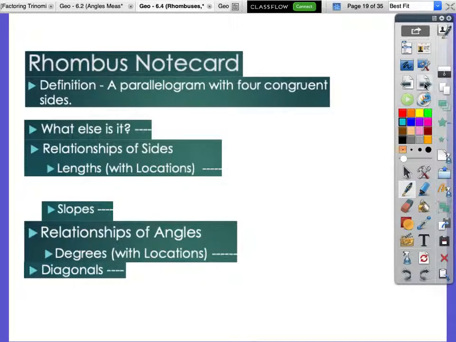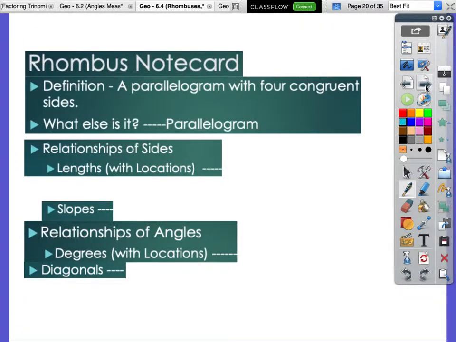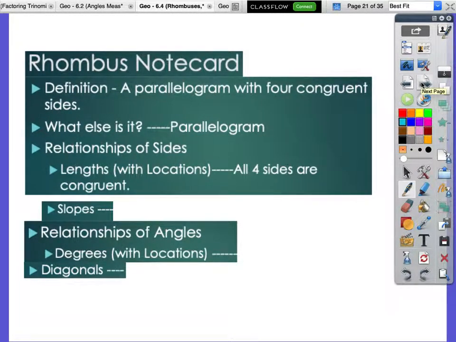So, the parallelogram. Just like a rectangle has everything a parallelogram has, but now instead of four right angles, it has four congruent sides. What else is it? A rhombus is always a parallelogram. What do we know about the lengths of the sides? All four sides are congruent. Once again, hopefully we have that.